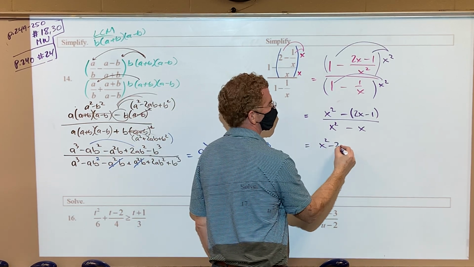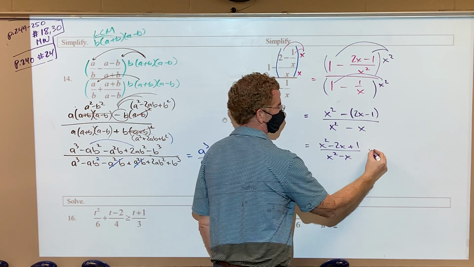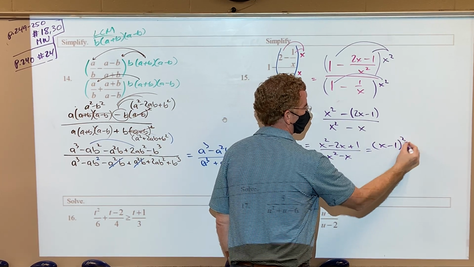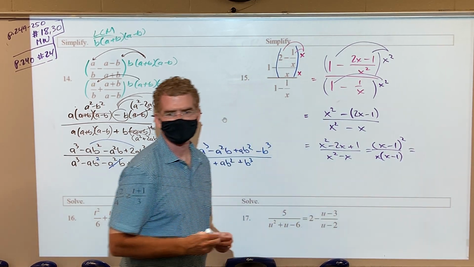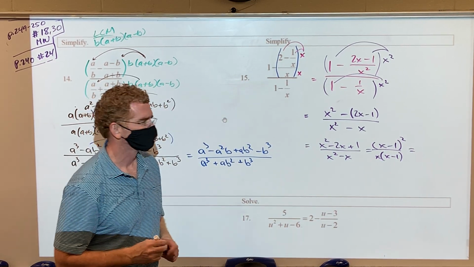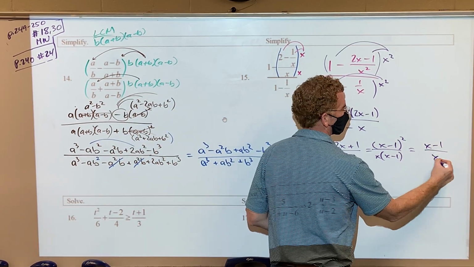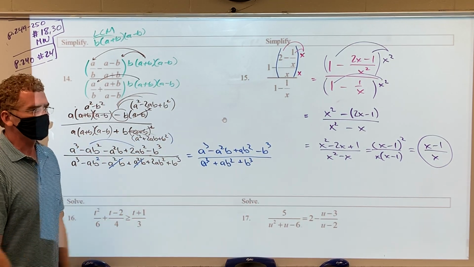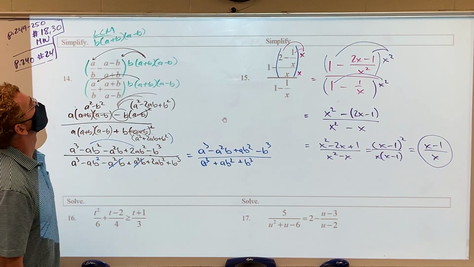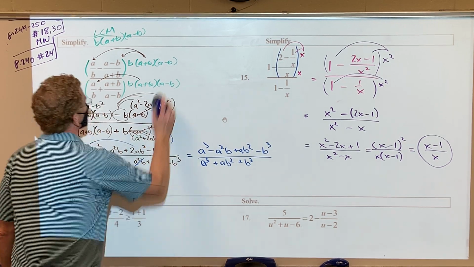So x squared minus 2x plus 1, that could factor. I know the bottom can factor, so let's just do that. I factor the bottom, I factor the top, and what ends up happening here? And x minus 1 cancels, that's right. So x minus 1 over x. Not too bad? That's 15. And we may not get done. Look at 23.